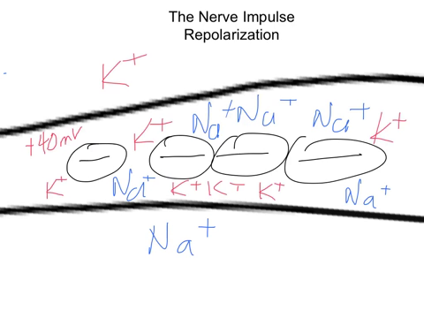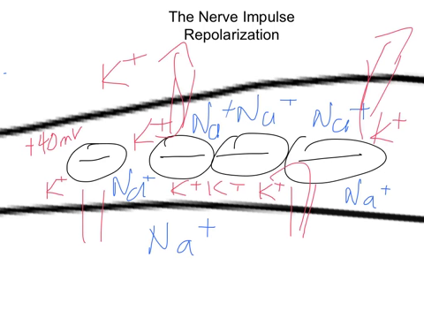Now we are at the step of repolarization. So when repolarization is here, what happens is that potassium gates will now open. And the potassium will flow out. And as the potassium flows out, this will change the electric potential from positive 40 to negative 65 millivolts inside of the membrane again.